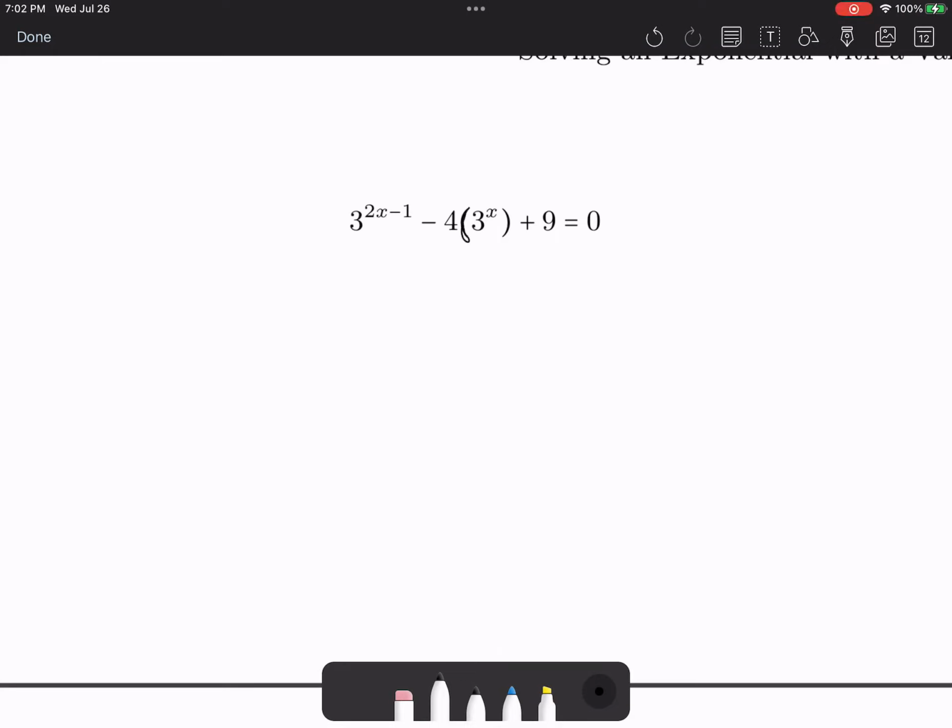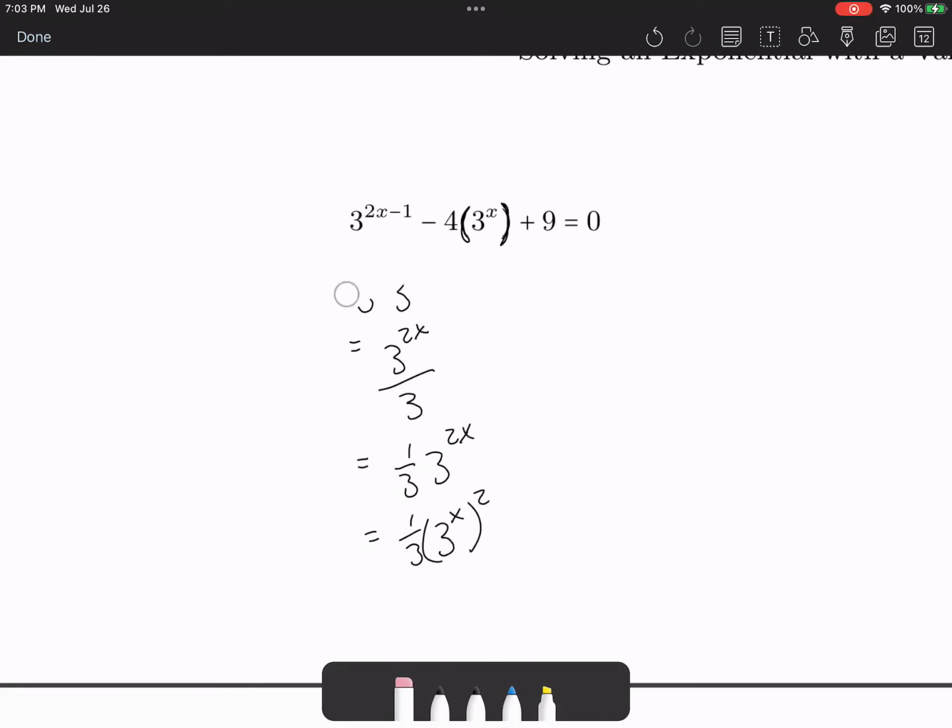But I'm intrigued by this 3 to the x, because I've got a 3 to the something over here as well. In fact, let's rewrite this term. I can write this as 3 to the 2x times 3 to the minus 1, which I can then write as 3 to the 2x divided by 3. And I can write that as 1/3 3 to the 2x. And I'm going to write that 3 to the 2x as 3 to the x and then to the 2.